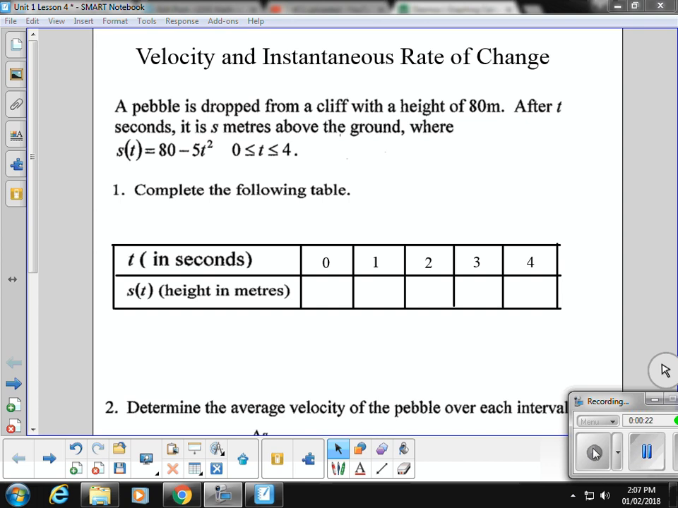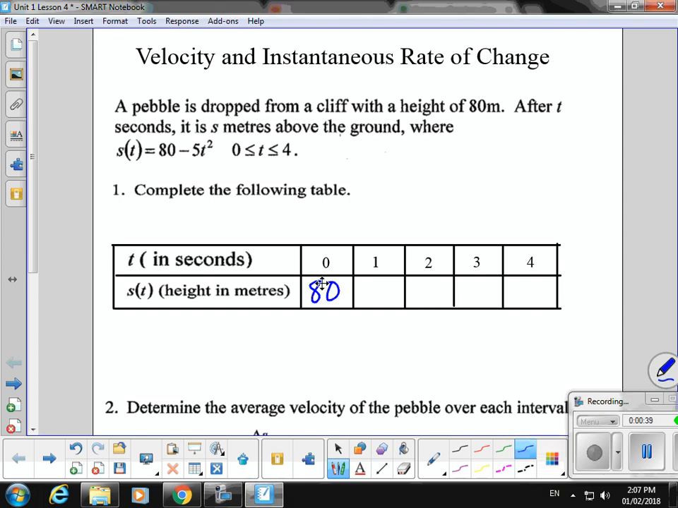So our distance, S standing for scalar, is S at t equals 80 subtract 5t squared. So we have a quadratic relationship where 80 is our initial height. So we're going to fill out this table of values. Work with me here. At t is 0, we've got 80. When t is 1, we have 80 subtract 5. When t is 2, we have 80 subtract 20. When t is 3, I've got 80 subtract 45. And when t is 4, I've got 80 subtract 5 times 16, which is 80, so I have 0.